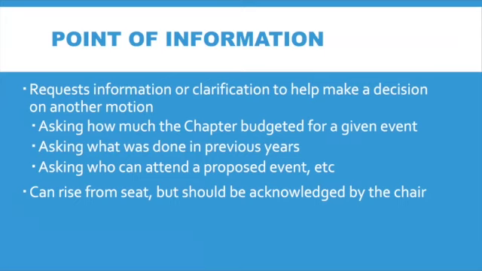Now, we just talked about point of order. Point of order is when there's a breach of the rules. This one, point of information, is when you just need information or clarification to help make a decision on another motion, like asking how much the chapter budgeted for the given event, who can attend a proposed event, etc. For this one, you rise from your seat, but you have to be acknowledged by the chair.